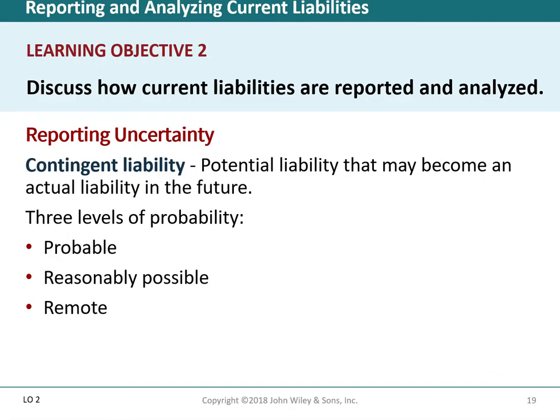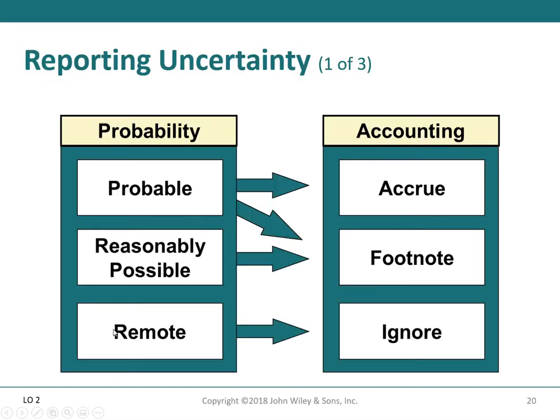So let's go ahead and talk about how current liabilities are reported and analyzed. There are times when there are uncertainties, and those are called contingent liabilities. So it's a potential liability that may become an actual liability in the future. And there are 3 levels of probability: probable, reasonably possible, and remote. And there are things that we just don't know.